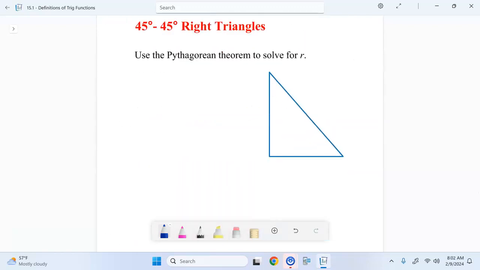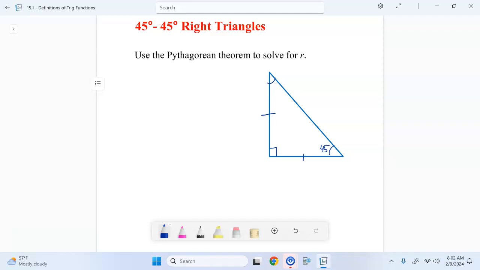The other special right triangle is our 45-45 right triangle. Okay? So we can construct this by just taking an isosceles triangle. Okay? What does isosceles mean? Two sides of the same size. If we have 2 sides that are the same length, that means 2 of the angles are the same. Well, if I have a 90-degree angle as one of the 3 angles and the other 2 angles are equal, that means the other 2 angles have to be 45 degrees.